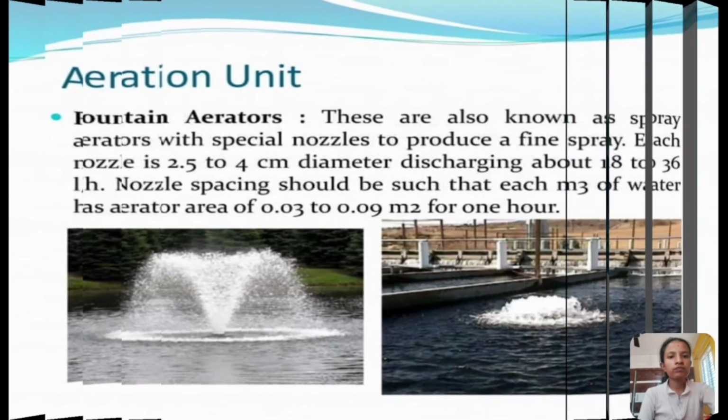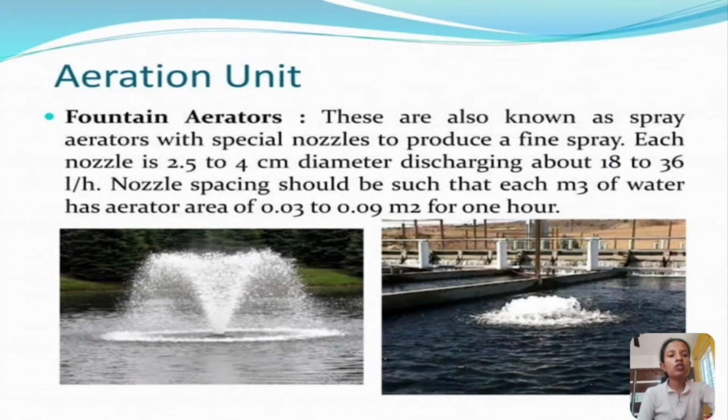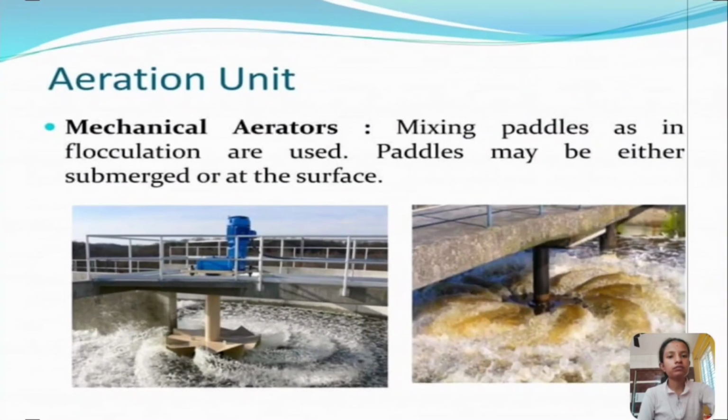Fountain aerators. These are also known as spray aerators with special nozzles to produce the fine spray. Each nozzle is 2.5 to 4 cm diameter, discharging about 18 to 36. Nozzle spacing should be such that each meter cube of water has aerator area of 0.03 to 0.09 meter square for 1 hour. Mechanical aerators. Mixing paddles as in flocculation are used. Paddles may be either submerged or at the surface.